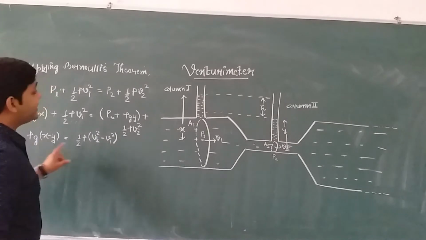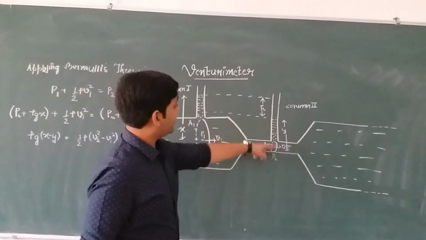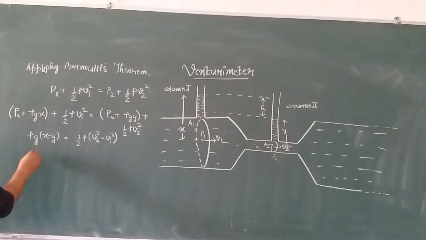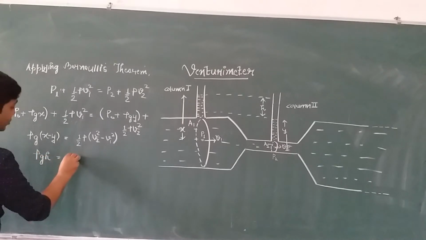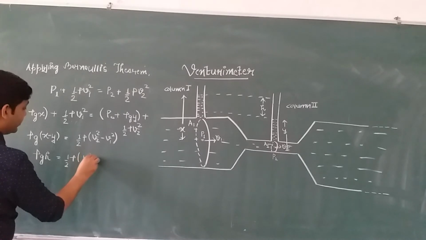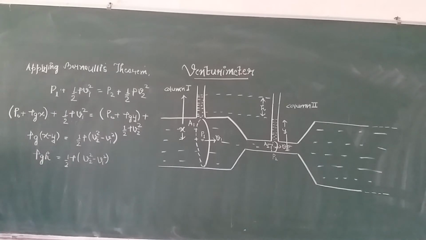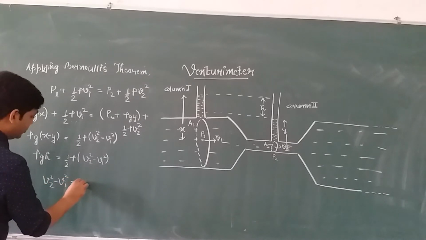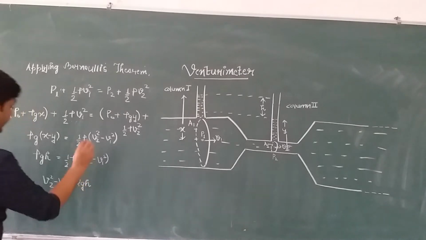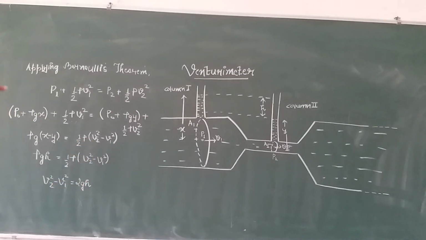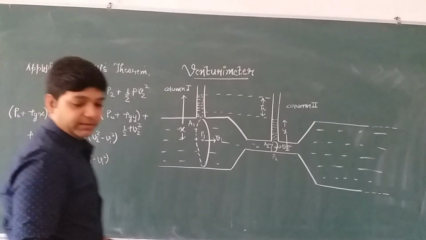Now, if I ask you what is x minus y, x minus y is equal to h. So this can be written as rho g h is equal to half rho (v2 square minus v1 square). Now this rho on both sides gets cancelled and we will have v2 square minus v1 square is equal to 2gh. Clear? So please write it down here and then we shall proceed further.